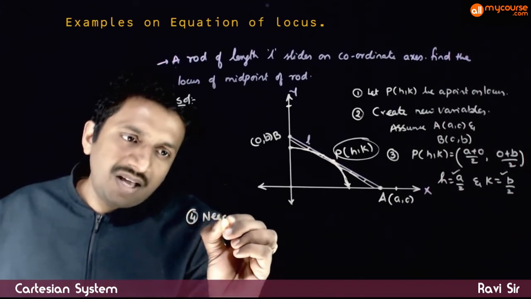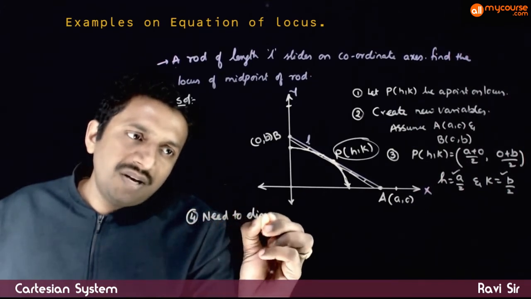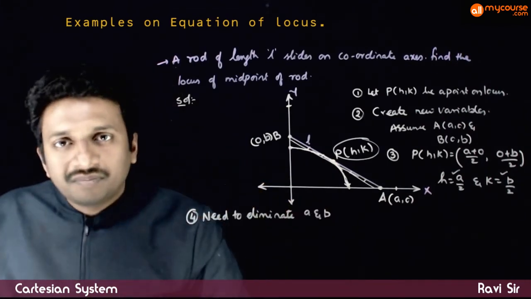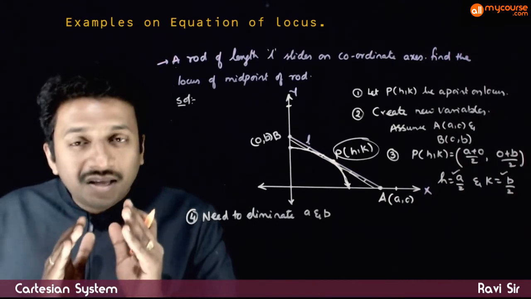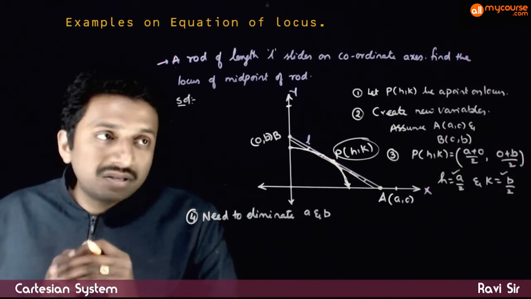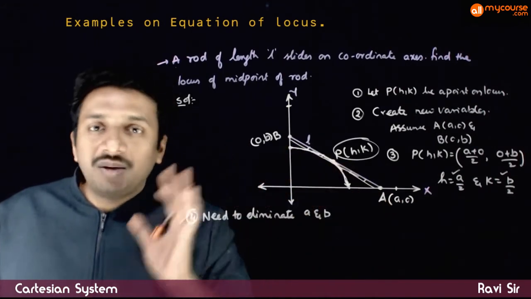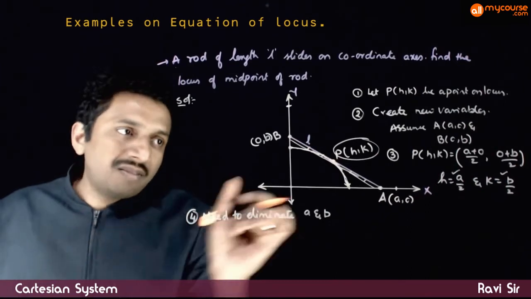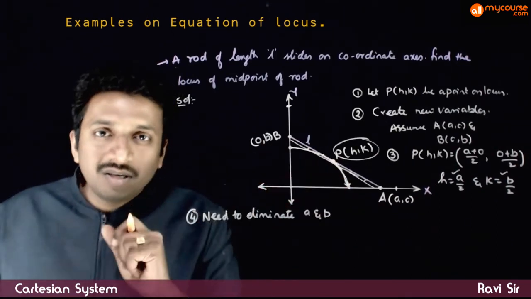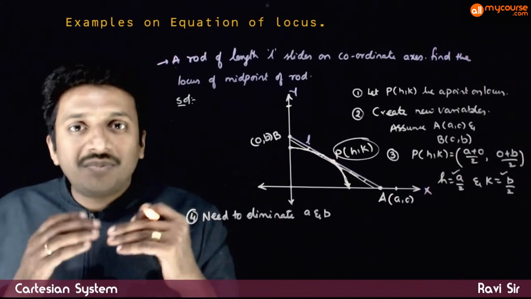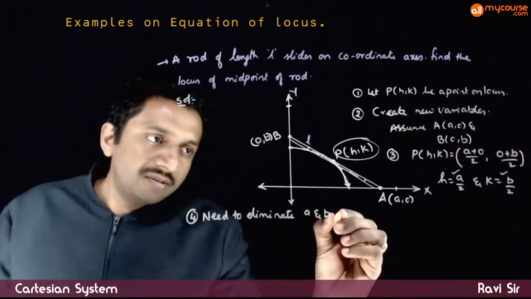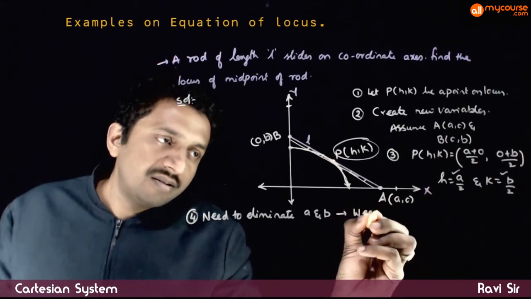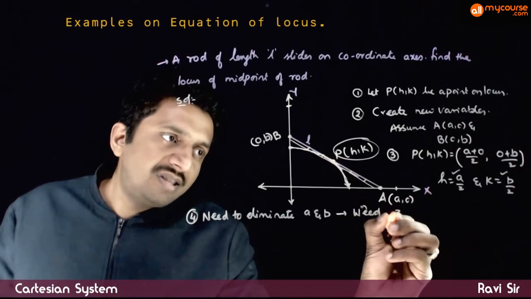So your aim is to eliminate A and B. Remember, in deriving the equation of locus, whatever the number of new variables you have introduced, you need to have one extra equation. In this question, you have introduced two new variables, so to eliminate two variables, we need three equations.